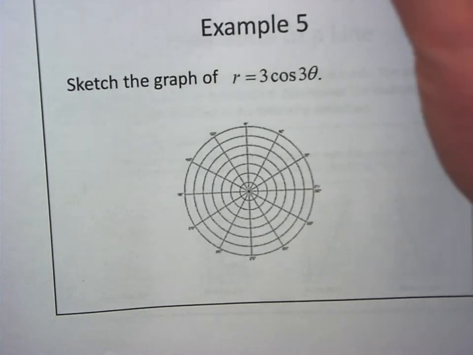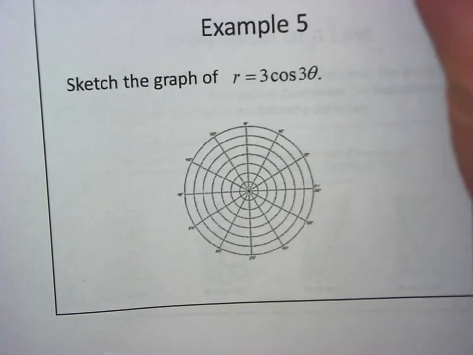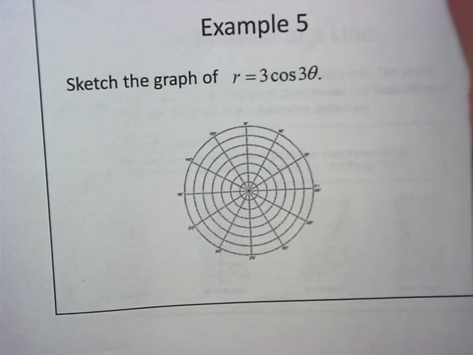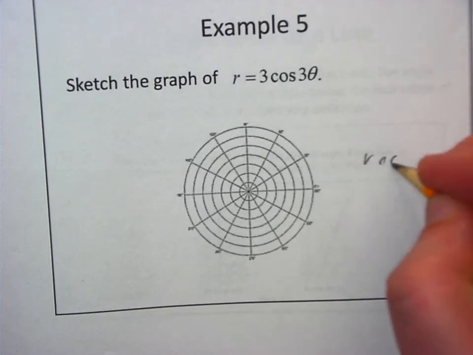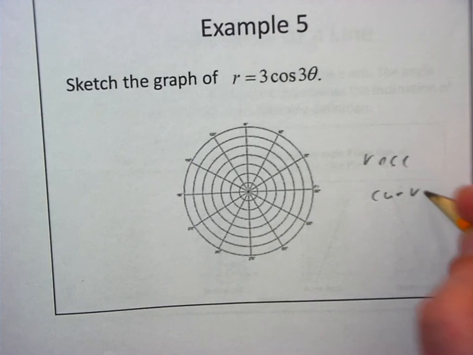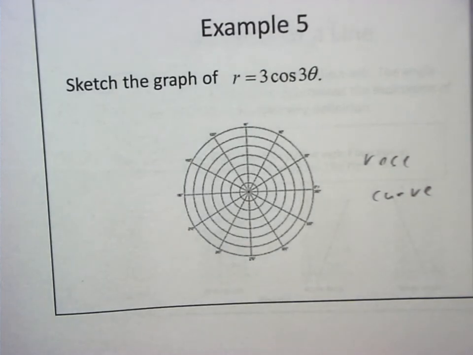This is your rose curve. How many petals does it have? And I jumped to the wrong one. We'll go back to 4 in a second. They're both rose curves. So it's a rose curve, 3 petals.